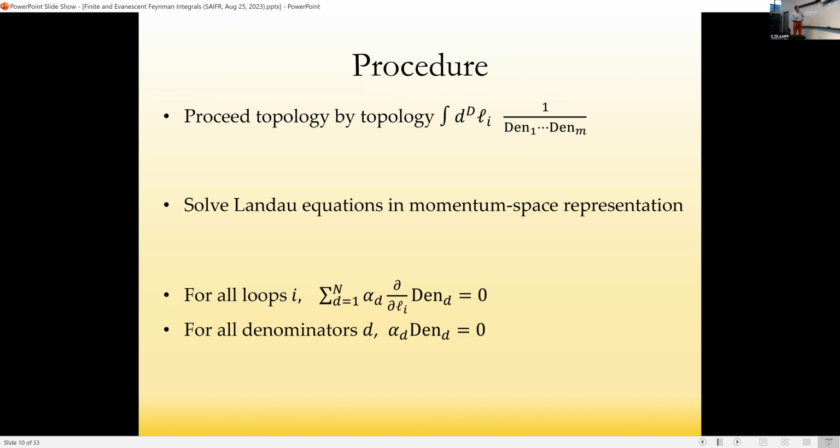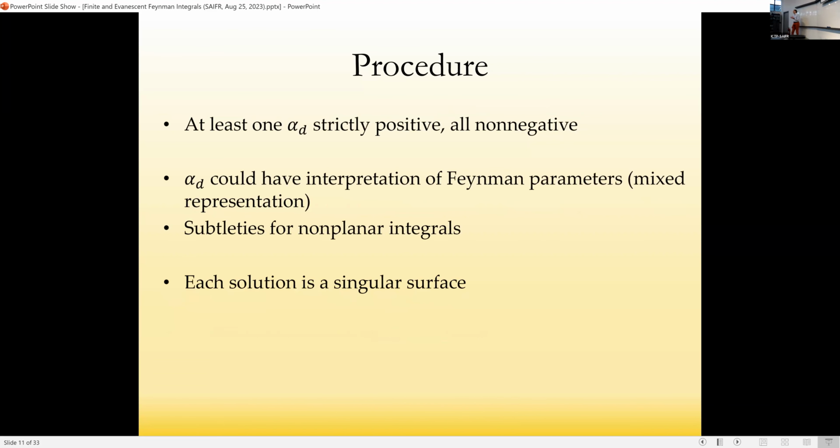But basically, the conditions here are when the denominator vanishes, and when that vanishing is essentially pinching a contour, so you cannot deform the contour of integration to avoid that singularity. That's what we're encapsulating. And when you work through all the algebra, you get them in this form. There's one that's a derivative equation, and there's one that's a sum equation that says basically either the corresponding alpha, which turns out to be a Feynman parameter in disguise, vanishes, or the corresponding denominator has to vanish. So these are ultimately some sets of equations, linear and quadratic in the loop momentum, which you solve. And there are certain conditions on these alphas.